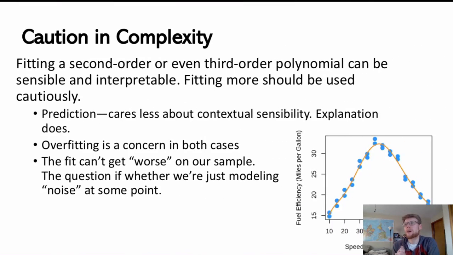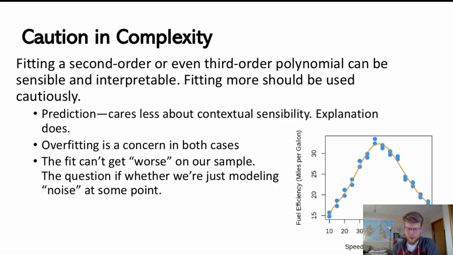So just again, some caution about complexity. We can keep adding polynomial terms, or we can keep transforming and adding more complicated expressions of the predictor. But we want to be cognizant of interpretability, which is really important when we're doing explanation modeling. In some cases, you might remember we talked about prediction versus explanation as two goals that we might have in modeling. We might have one goal more than the other.